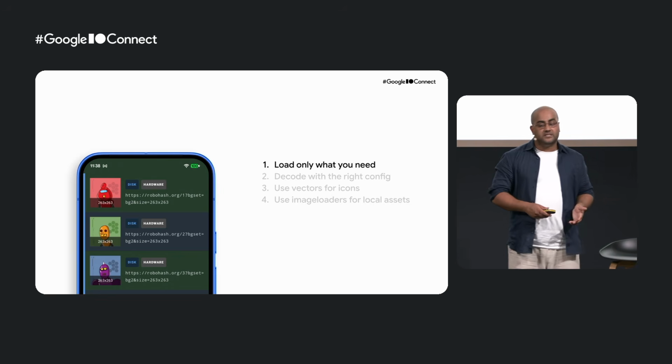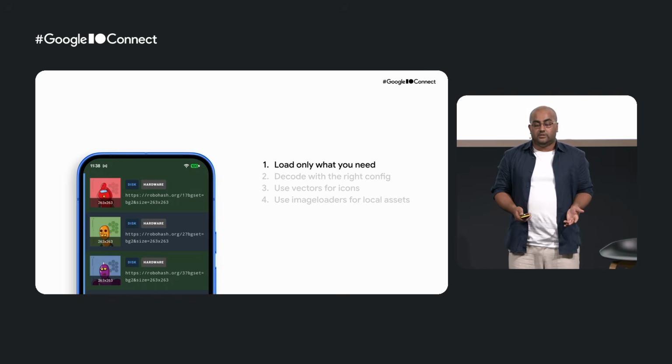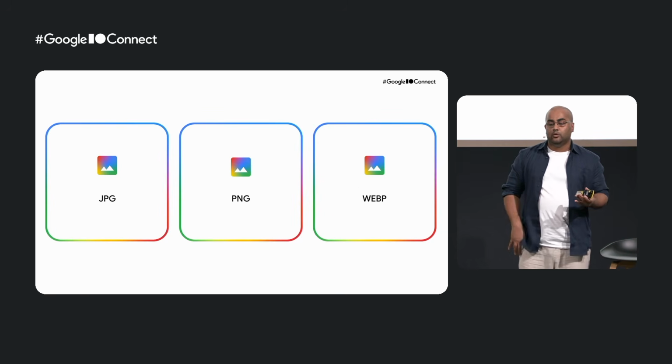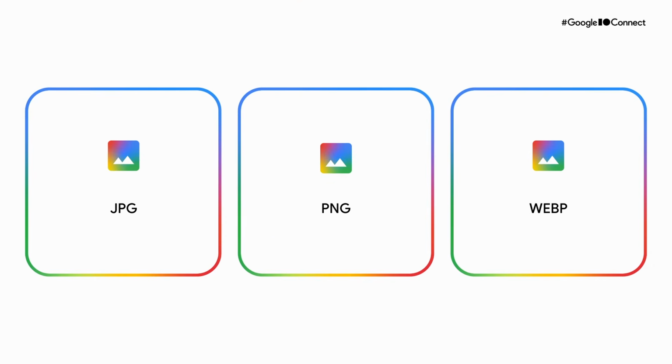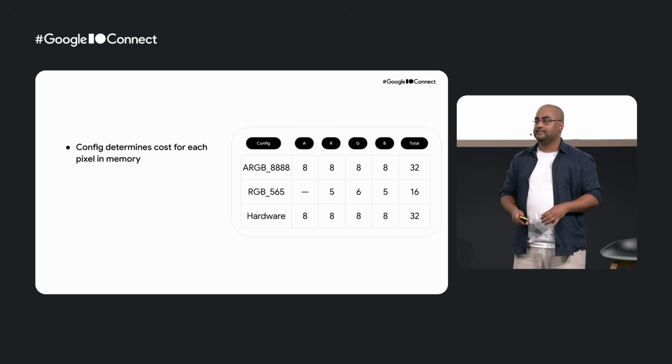Ultimately, we want to use server-side sizing so that we don't have to load more in memory than we'll actually use. But if our goal is to optimize memory, which file format should we get from the backend? Actually, it doesn't make a difference. All the images are decoded into a raw, uncompressed bitmap. So the size is actually dependent on the bitmap config, which determines exactly how many bits of memory are allocated to store the color data for a single pixel.